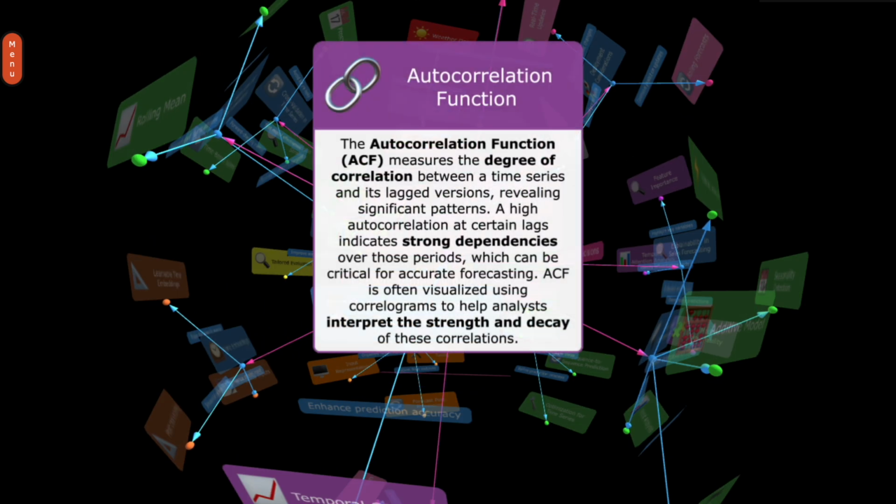The autocorrelation function, ACF, measures the degree of correlation between a time series and its lag versions, revealing significant patterns. A high autocorrelation at certain lags indicates strong dependencies over those periods, which can be critical for accurate forecasting. ACF is often visualized using correlograms to help analysts interpret the strength and decay of these correlations.